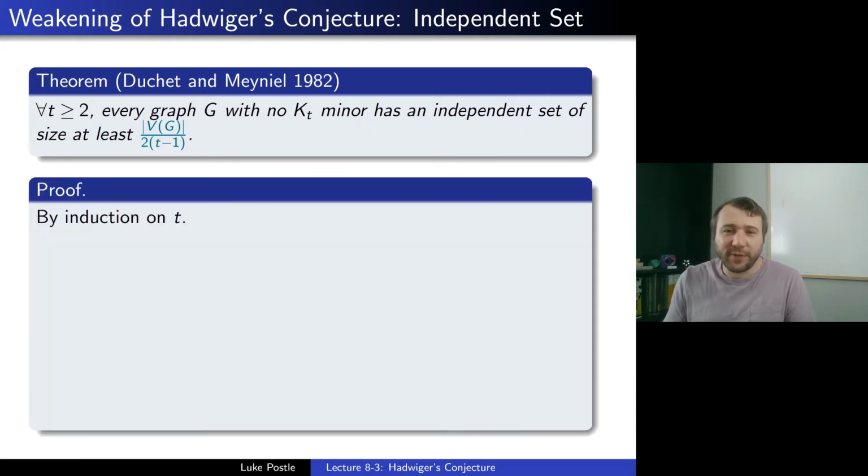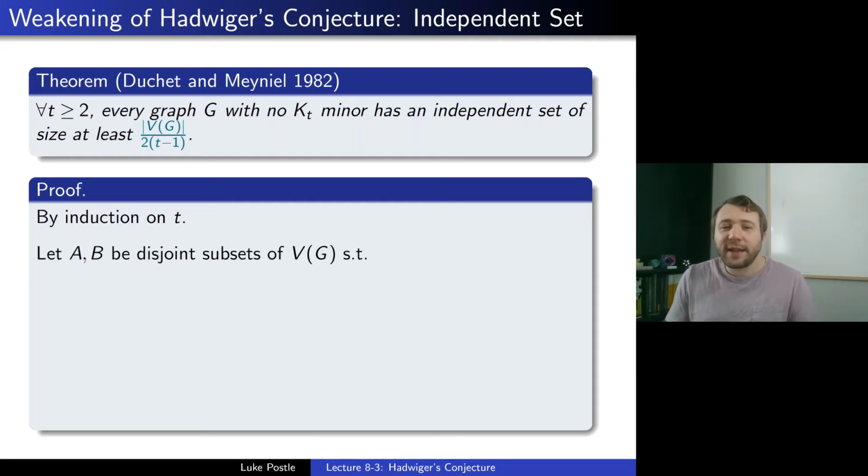Okay, so now on to the proof. So how would we prove this? Well, we're going to do it by induction on t. So we should, of course, have a base case. The base case would be, if t is 2, if you have no K2 minor, you're just an independent set, so then you'd be done without even the slack.